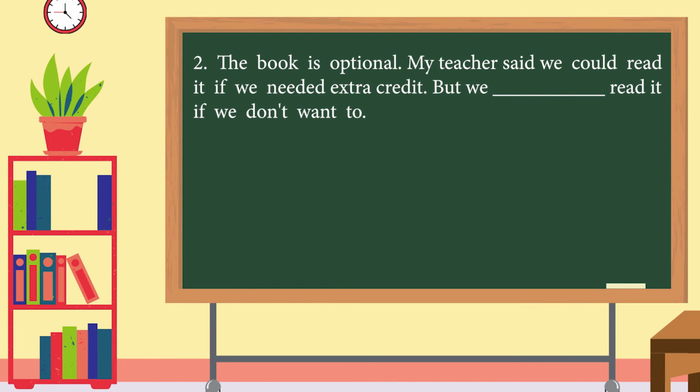Time's up. Number 2. The book is optional. My teacher said we could read it if we needed extra credit. But we blank read it if we don't want to. A. Cannot. B. Must. C. Must not. D. We don't have to.